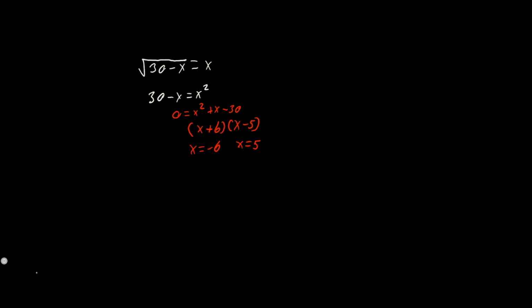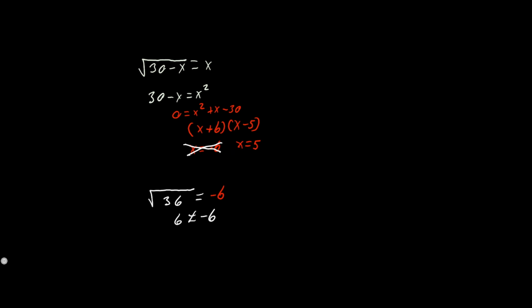So we're going to go ahead and see which of these verify our radical equation. So we have x is equal to negative 6. Let's verify negative 6 first. So we end up getting the square root of 30 minus negative 6, which is 30 plus 6, giving the square root of 36, which is equal to negative 6. The square root of 36 is simply 6, but 6 does not equal negative 6. So x is equal to negative 6 is not a solution to our radical equation.